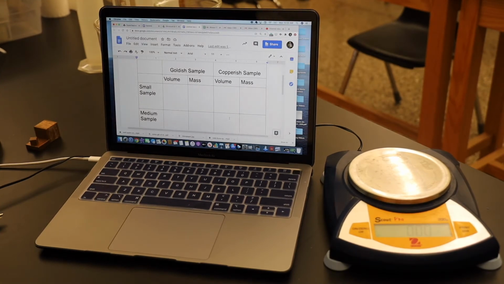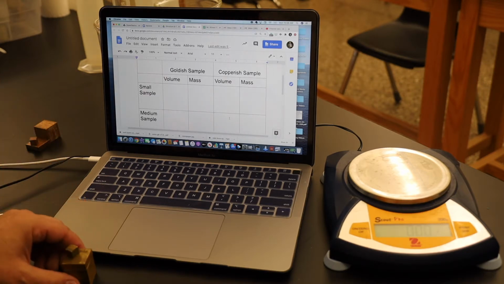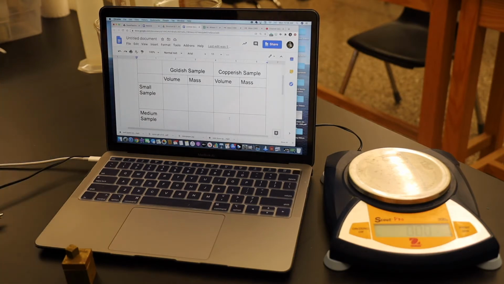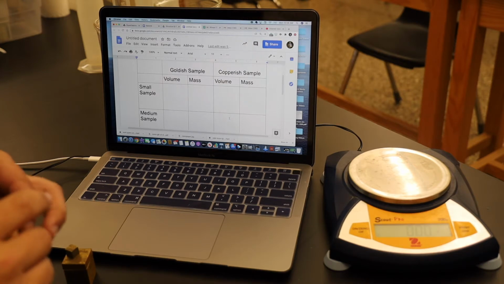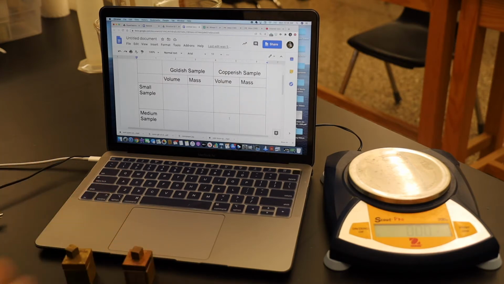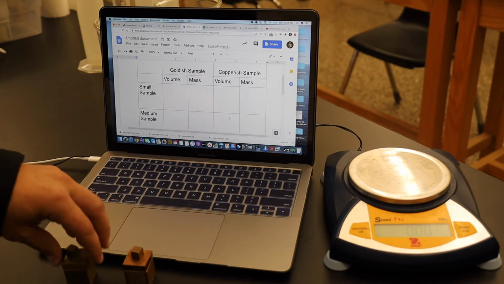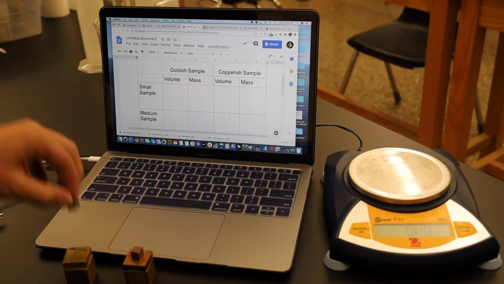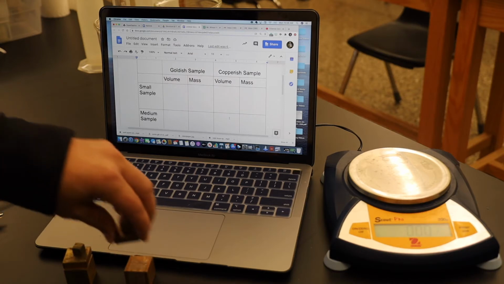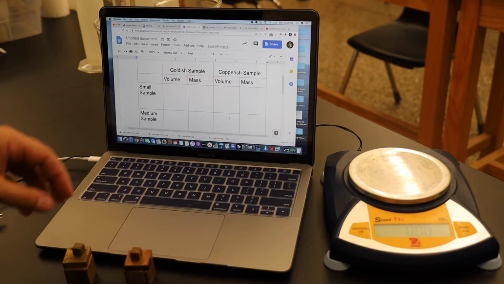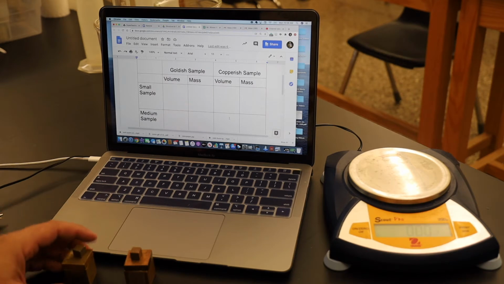So the question that we are pondering is, what relationship, if any, exists between mass and volume? I've got two different samples of matter. The first one is kind of goldish in color. The other sample that I have is copper in color. And I've got three different amounts of these two different types of matter. Again, we're trying to identify what relationship, if any, exists between mass and volume.